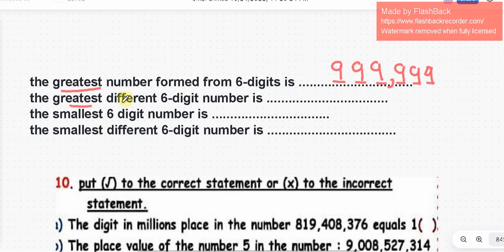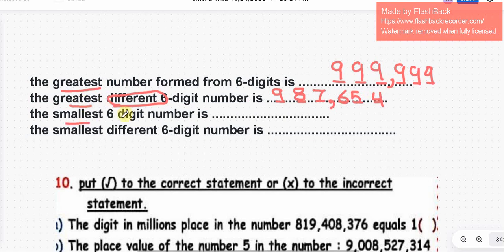The greatest different, take care from the word different. Different 6-digit number. I'm gonna put first 6 places. Now I want the greatest digit. It's 9. When he tells me different, it means don't repeat the digit. Okay, so I can't repeat 9. So what's before 9? 8, 7, 6, 5, 4. Don't forget your comma.